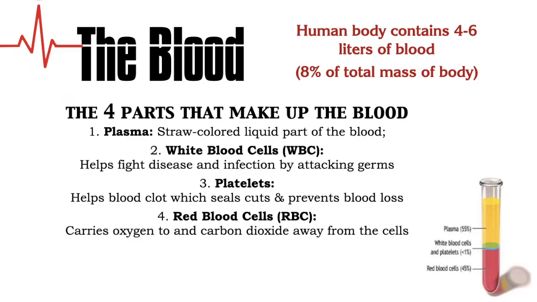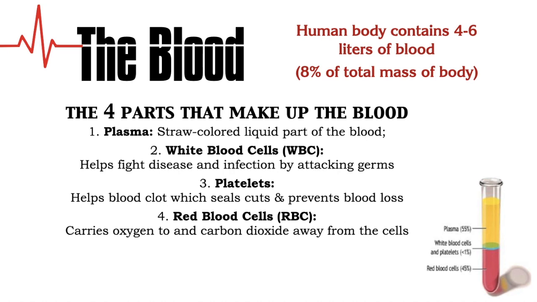So let's talk about the blood. The blood basically makes up 8% of the total mass of the body. Humans have about 4 to 6 liters of blood in the body, but there are 4 basic portions or parts of the blood. There's the plasma, white blood cells, platelets, and red blood cells. And in the diagram you see on the right, plasma makes up about 55%, white blood cells and platelets less than 1%, and then the red blood cells make up that 45% of the blood.